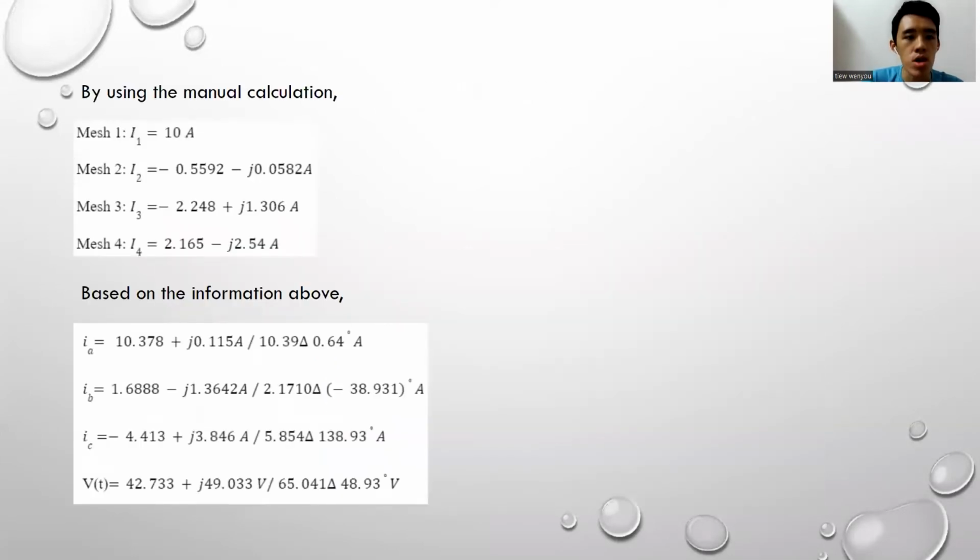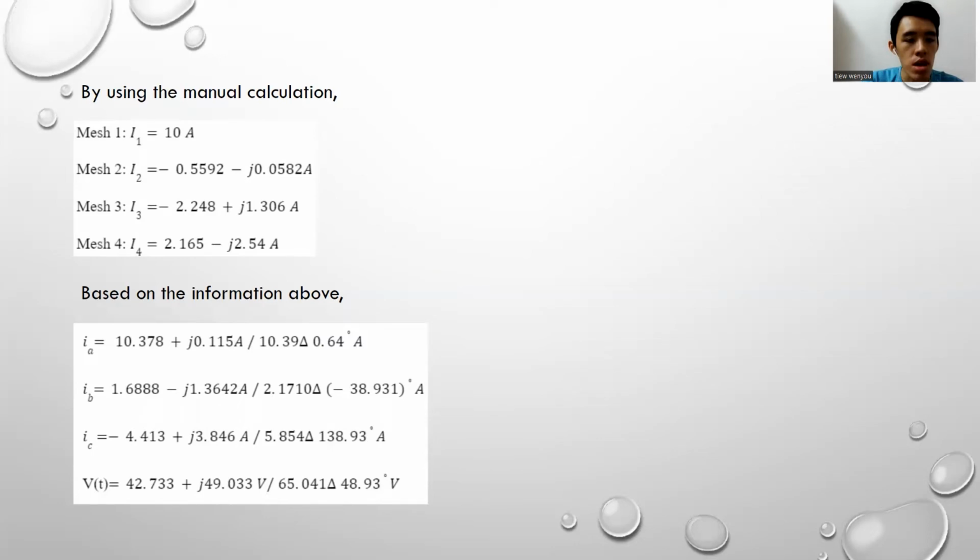By using manual calculation, we can get mesh 1 to mesh 4, which is I1 equal to 10 ampere, I2 equal to negative 0.5592 minus j times 0.0582 ampere, I3 equal to negative 2.248 plus j times 1.306 ampere, and I4 equal to 2.165 minus j times 2.554 ampere. Based on the information above, we can get IA, IB, IC and VT.